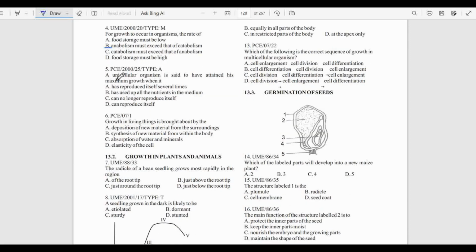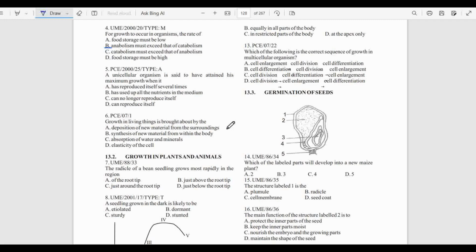Question number 5. A unicellular organism is said to have attained its maximum growth when it has reproduced itself several times, has used up all nutrients in the medium, can no longer reproduce itself, or D, can reproduce itself. Optimum growth is attained when organisms can reproduce themselves. When they get to that point where they can also produce other organisms, then their growth can be said to be maximum.